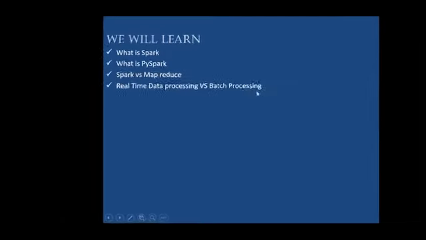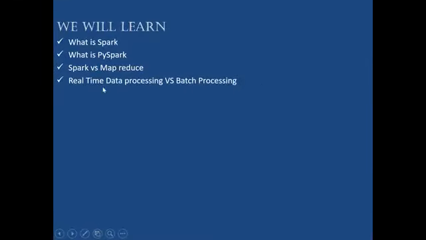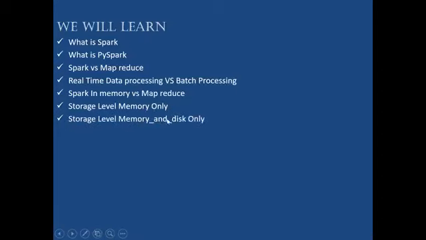Then real-time data processing versus batch processing. What is meant by real-time data processing? What is meant by batch processing? Spark in-memory versus MapReduce. Spark is going to process all the data in the memory, but MapReduce is going to use the complete hard disk. What exactly is it, we will discuss. Then storage levels, memory only, memory and disk only. We have different storage levels, and we will talk about all of them.